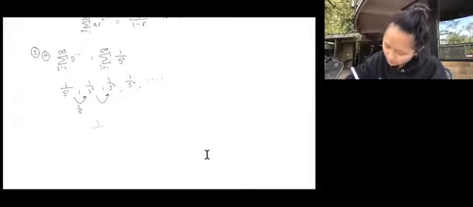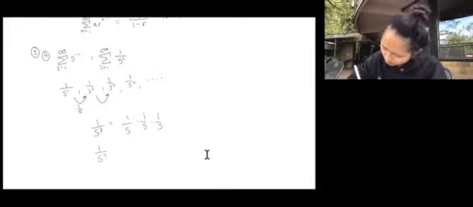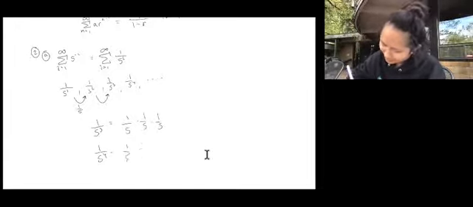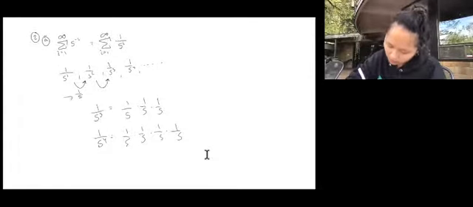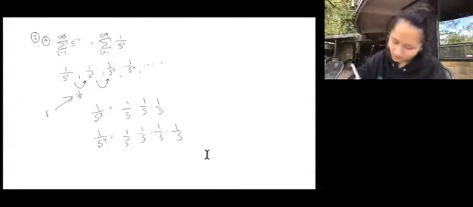That's because 1 over 5 to the third is equal to 1 over 5 times 1 over 5 times 1 over 5. And 1 over 5 to the fourth is equal to 1 over 5 times 1 over 5 times 1 over 5 times 1 over 5, etc. And so this changing by 1 over 5 is going to be the value of r.